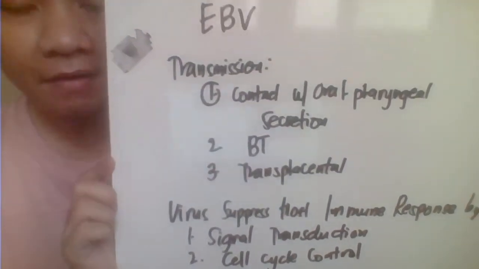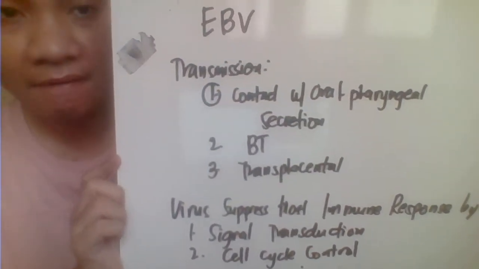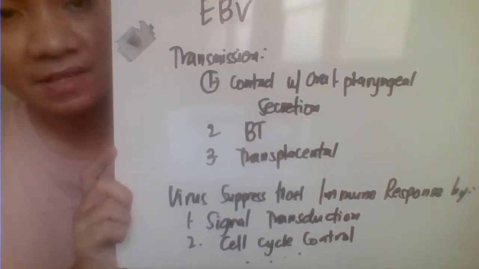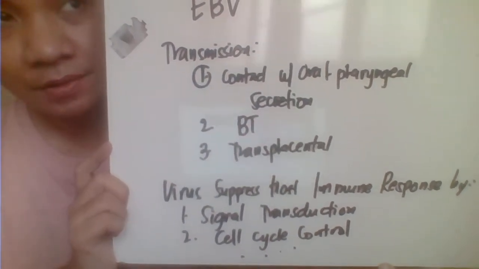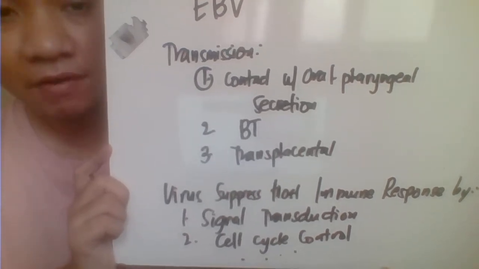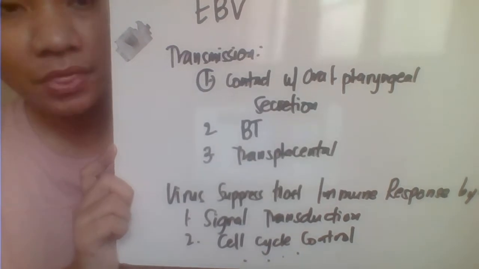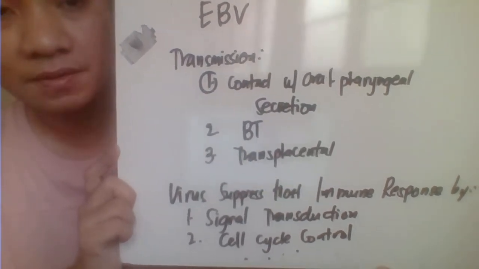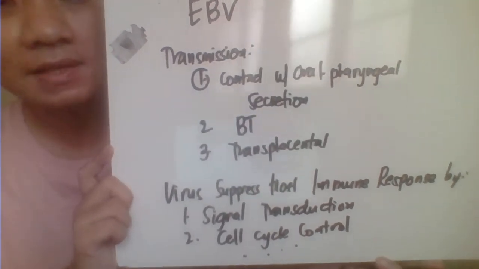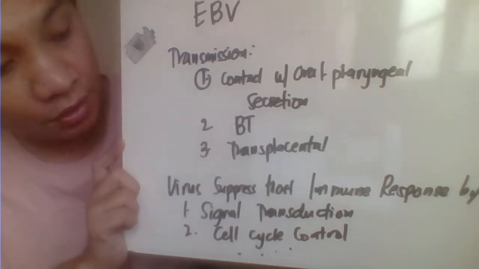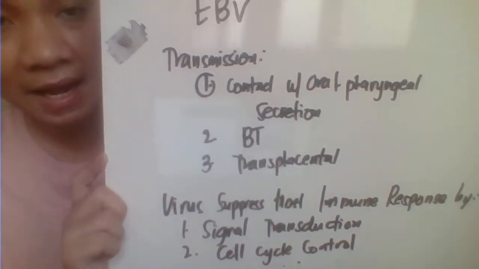Okay, the next one, we have here the Epstein-Barr virus. The Epstein-Barr virus also belongs to Herpesviridae, so this is also a double-stranded DNA, enveloped virus. This one could be transmitted by contact with nasopharyngeal secretions. That's why it's called the kissing disease. It could also be transmitted by blood transfusion, and transplacentally.